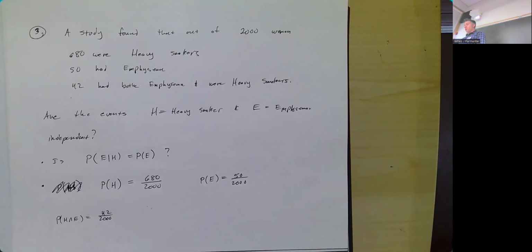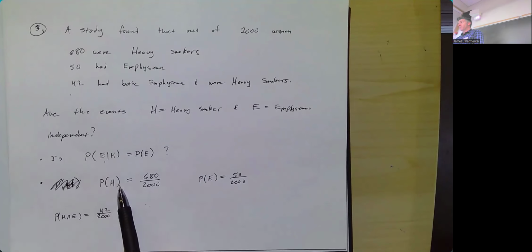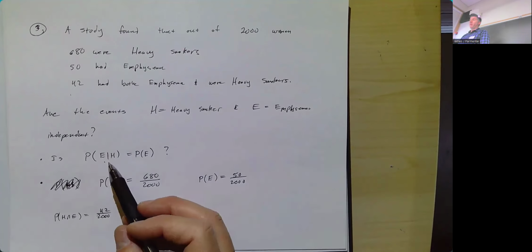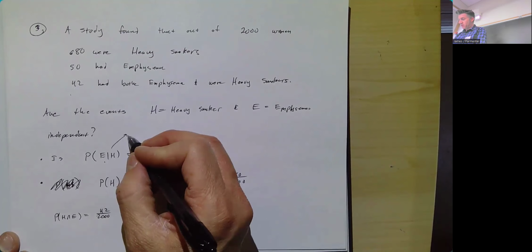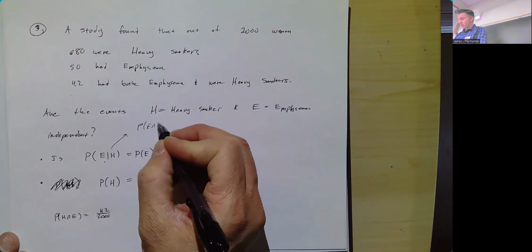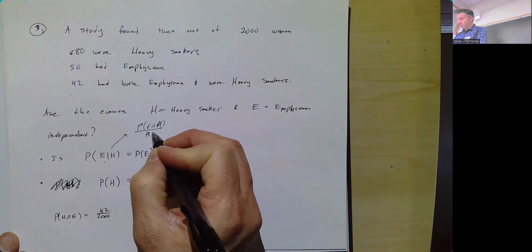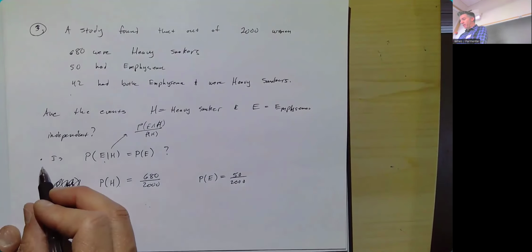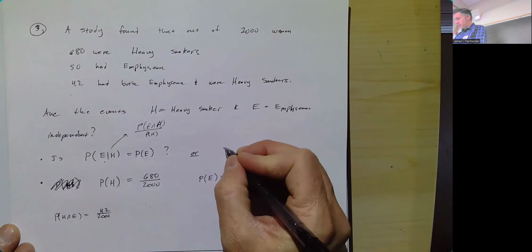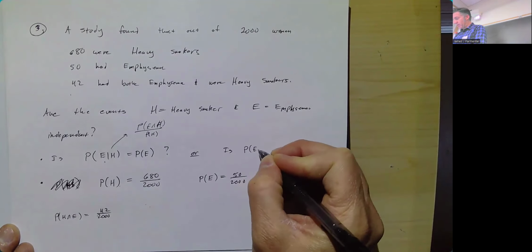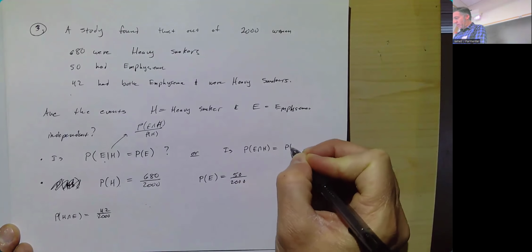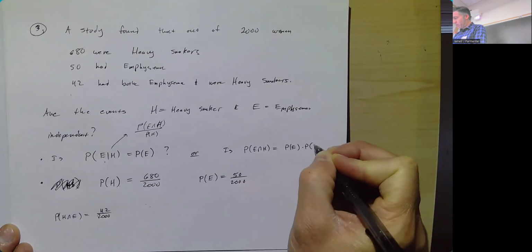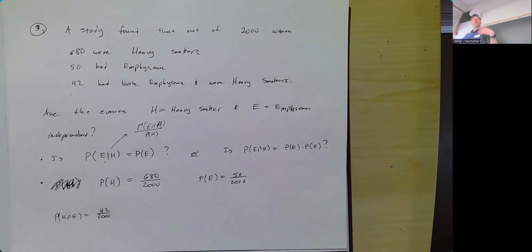Now, I will point out, you could totally calculate the left-hand side of this equation as that divided by that. Because it is true, the probability of E given H is the probability of E intersect H over the probability of H. But in this instance, I would rather just check the thing that felt easier. Instead of asking this, you could ask, is the probability of E intersect H equal to the probability of E times the probability of H? That's an equivalent thing to check.